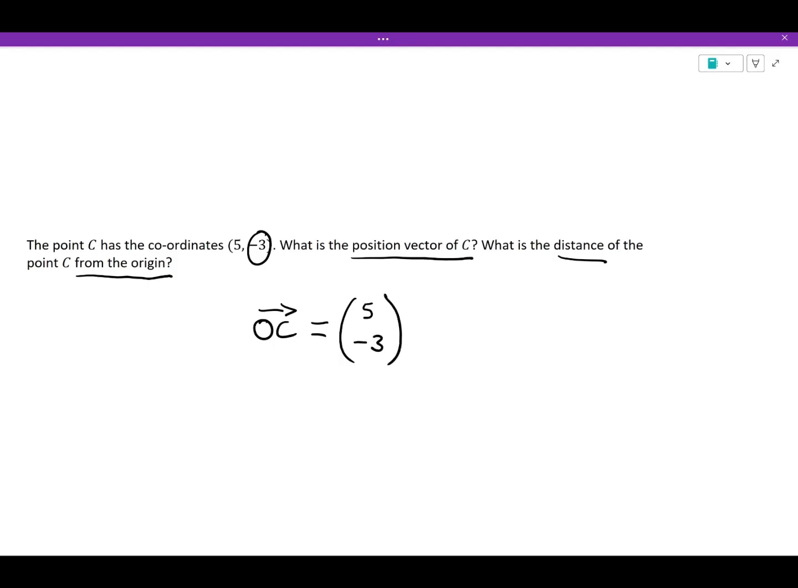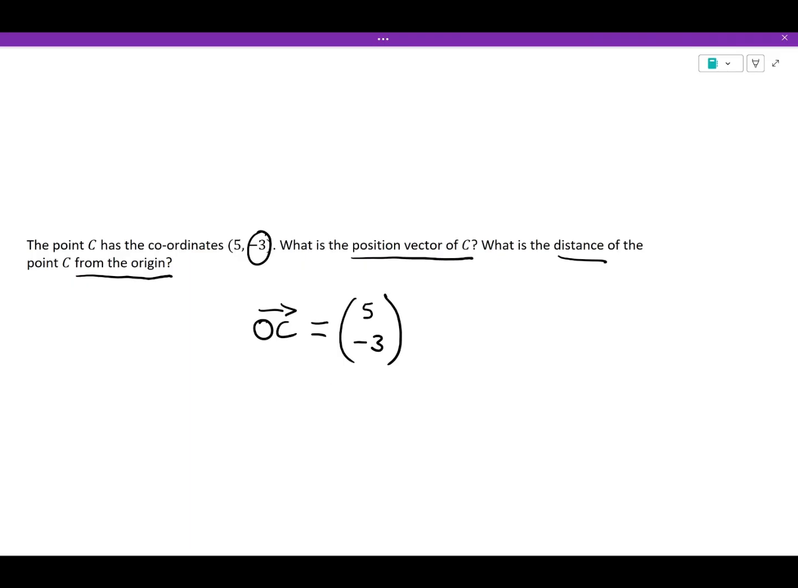You do not need to draw a diagram to figure that out. Now we need to know what is the distance of point C from the origin. Well, I know how to get from O to C. That is my vector here, 5, -3. So that tells us how I want to move from the origin to C. So subsequently, if I was to calculate the magnitude of this vector, which we discussed earlier in the video, then that is going to give me the distance of C from the origin.